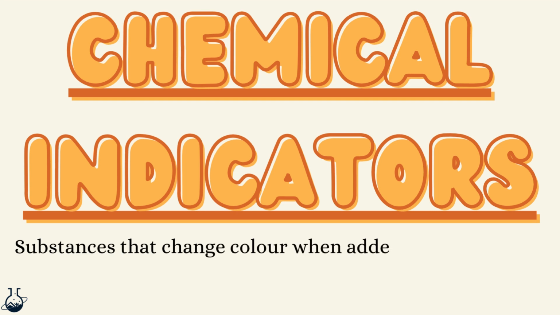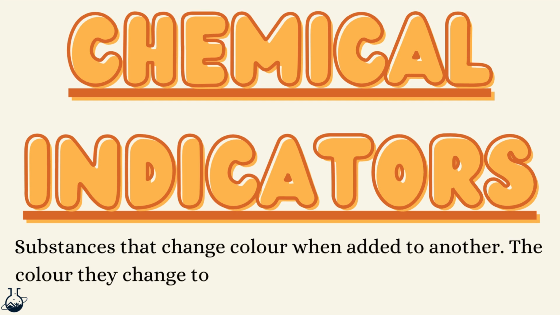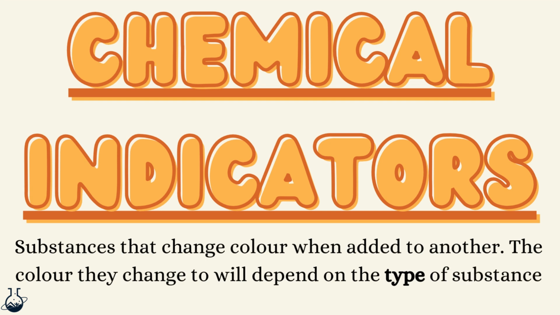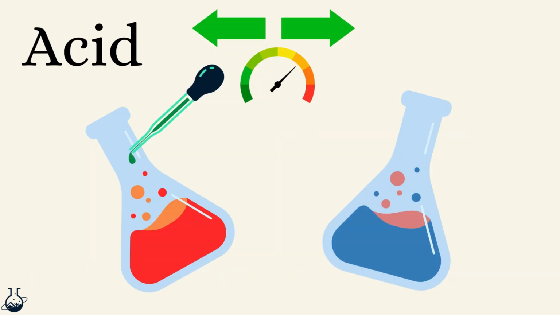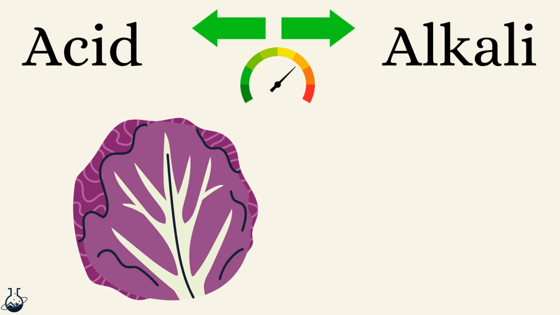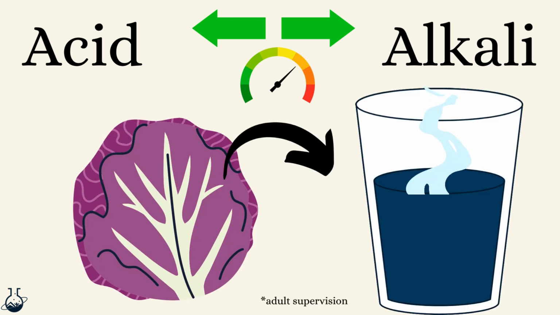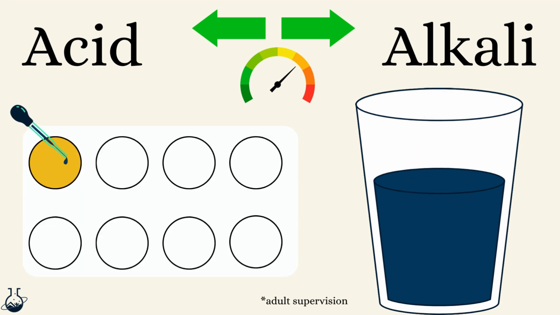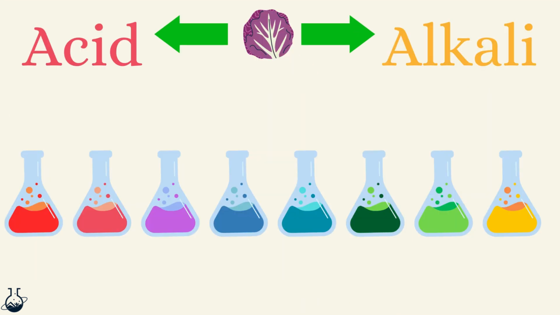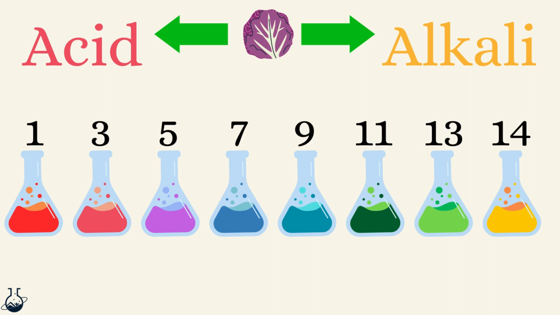Chemical indicators are substances that change colour when added to another. The colour they change will depend on the type of substance, and this substance might be an acid or an alkali. We can use red cabbage from our fridge at home and add it to hot water to make red cabbage indicator. And when added to an unknown substance, it can change colour. We saw that if red cabbage indicator is added to acid, it turns red, and alkali, it turns yellow. And each colour has its own number.